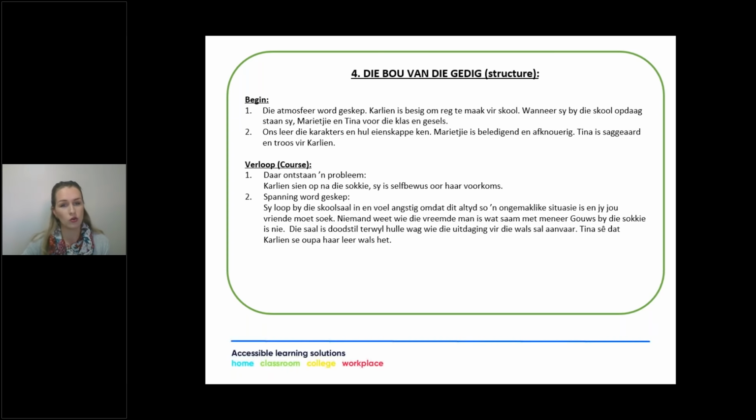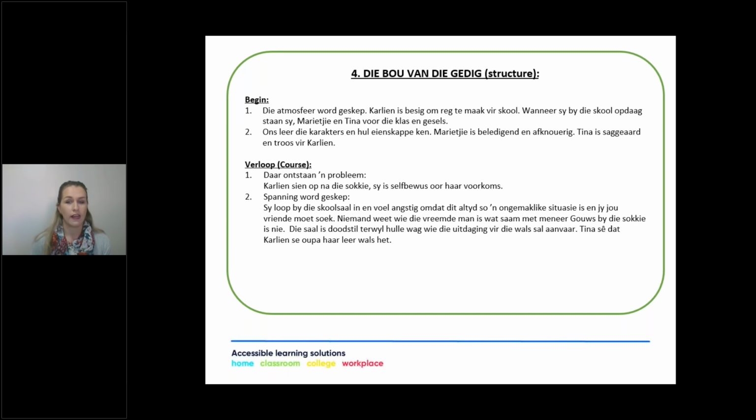Okay, dan die verloop, in the course of the story, there is again two things that happen. A problem is created and tension is also created. So the problem is that Carlene doesn't really want to go to the Sokkie. She's very self-conscious about her appearance. Okay, then the spanning word geskep.